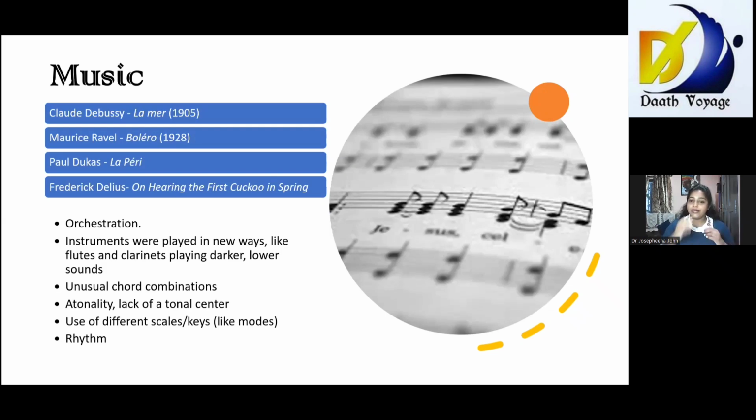If you're somebody who understands music, this will be very relatable, because they used different scales of music, and they also used modes. For example, there'll be a major fall and a minor lift in the whole music composition. And the rhythm also was different.